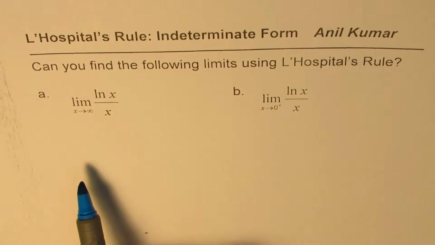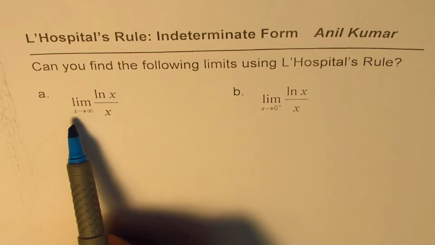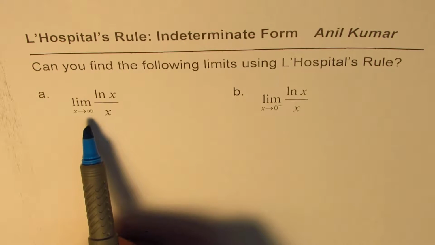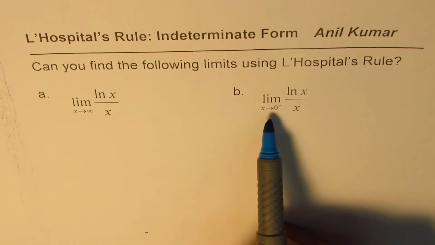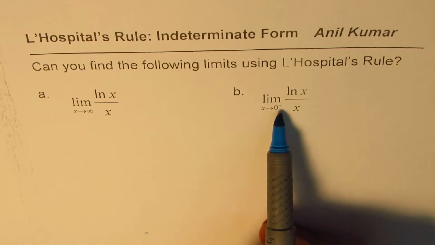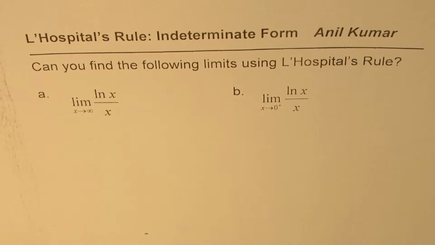We have two examples which are very similar. The first one is limit when x approaches infinity for ln x over x. The other one is limit when x approaches 0 from the right side for the same function, ln x over x. You can pause the video, answer the question, and look into my suggestions.